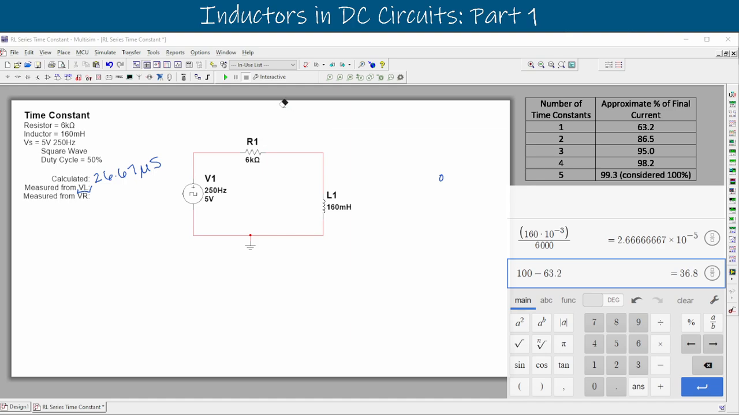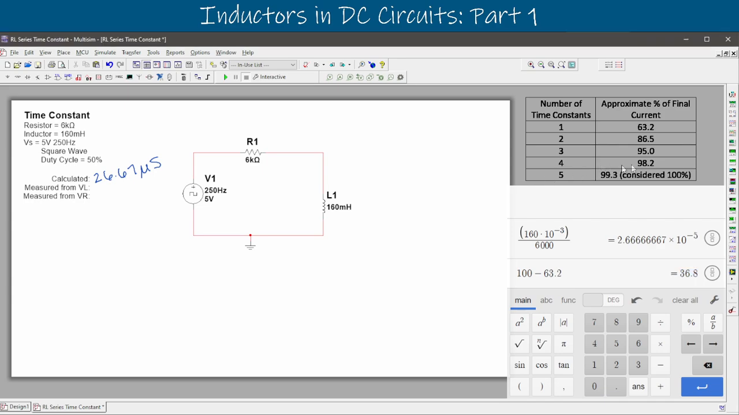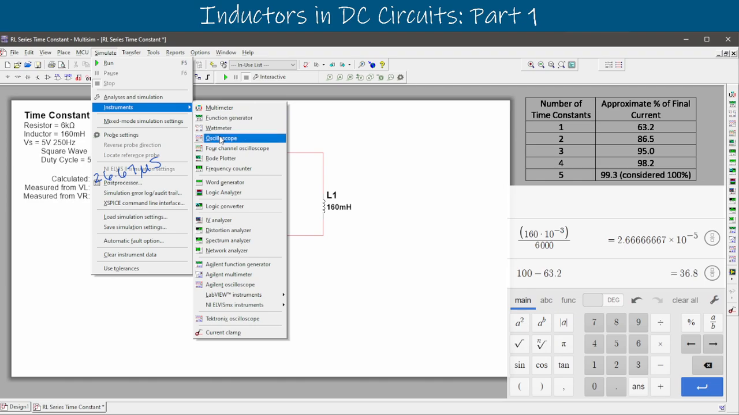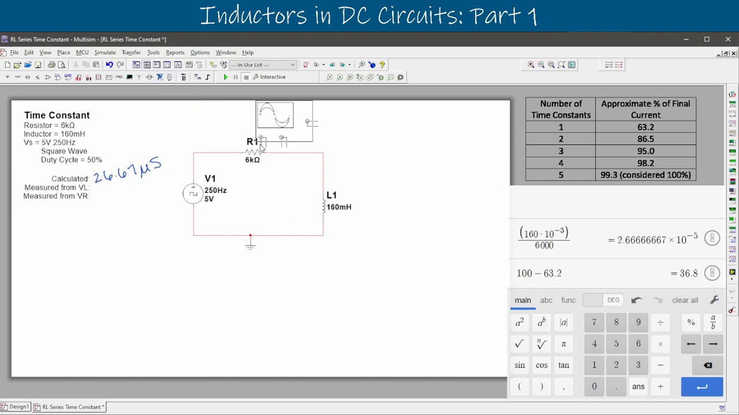And we'll do that. So the first thing we need to do is figure out what our voltage drop across that inductor is, and then we can figure out what 36% of that looks like. So let's use our oscilloscope, pull that out. That can be found on the sidebar over here, the fourth one down, or you can go into your Simulate tab and select Instruments, and that's also the fourth one down there, oscilloscope.